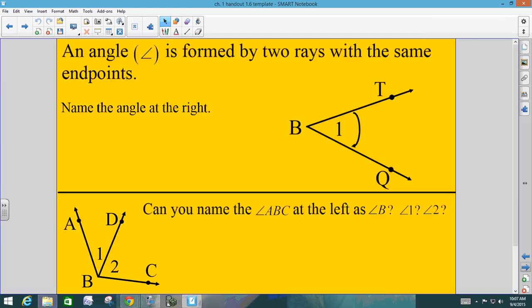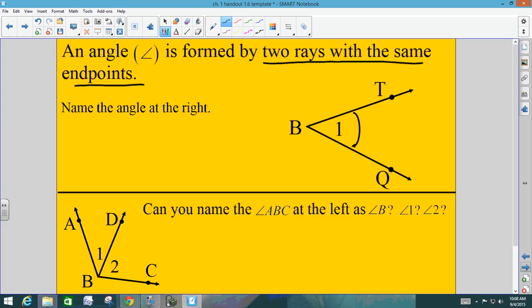By definition, an angle is formed by two rays with the same endpoint. An angle is formed by two rays that share an endpoint. The endpoint that they share, we call that the vertex of the angle. And like segments, lines, and rays have symbols, angles have symbols, and that's what's here behind the word angle. This is your symbol for angles.